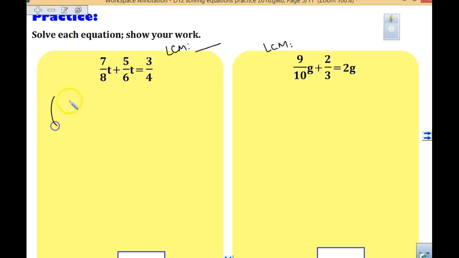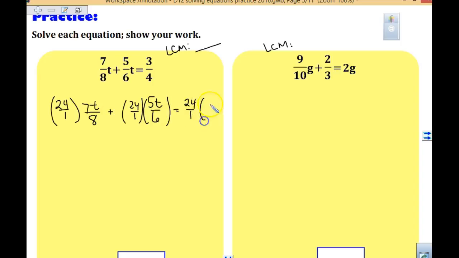Okay? So we said this one's 24. 24 over 1. Put the t with the 7 over 8. Plus 24 over 1. Put the 5t in the numerator over 6. Equals 24 over 1 and 3/4. All right. Malcolm, you want to start us off as we simplify?